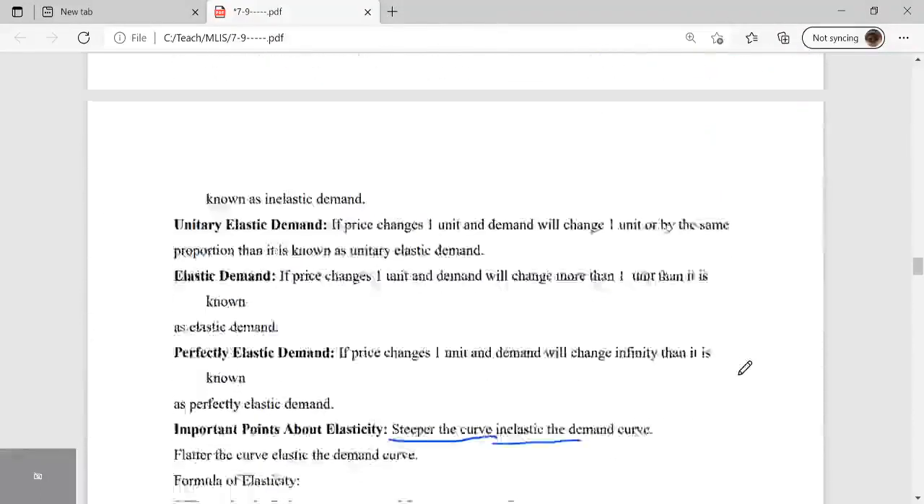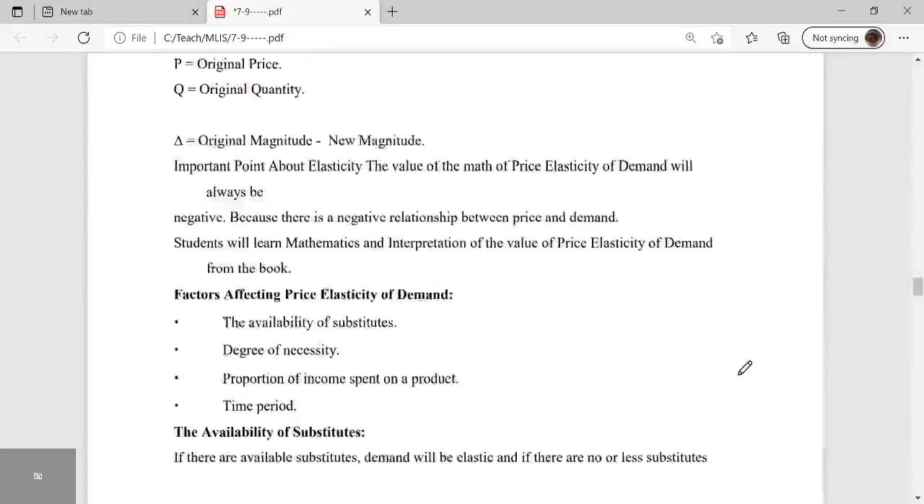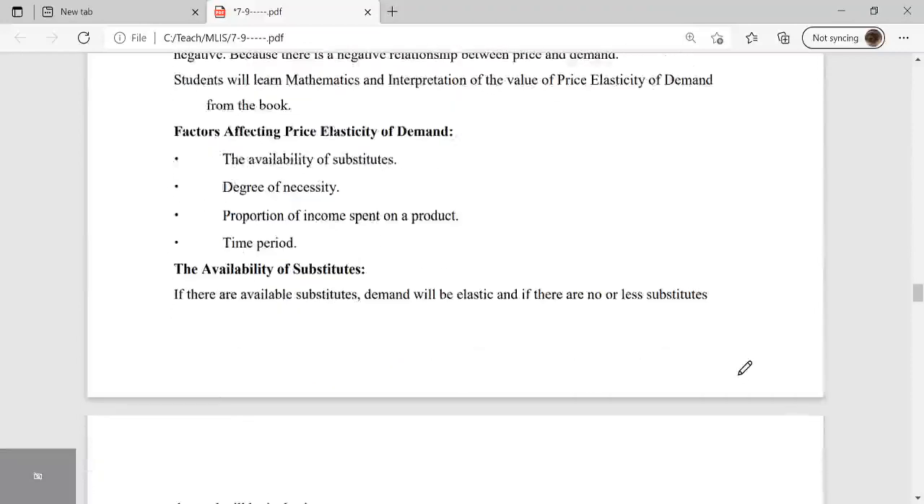So the next part is also very important. That's factors affecting price elasticity of demand. When we discuss these factors, be careful. We're talking about price elasticity of demand, but many people confuse it with factors affecting demand. It seems very similar, but it's not the same. These demand factors and price elasticity of demand factors are totally different.